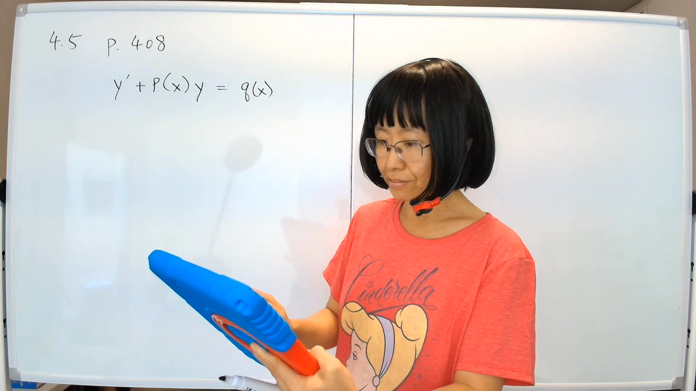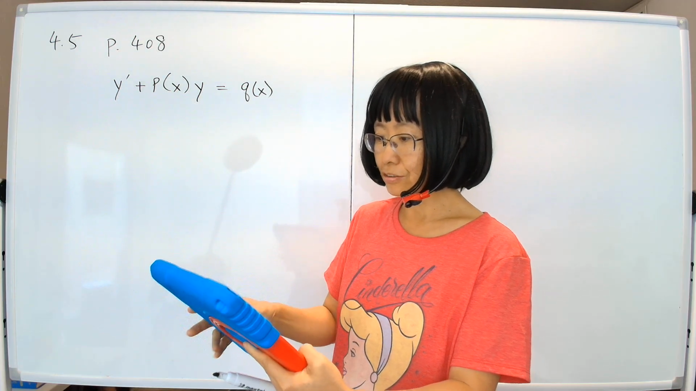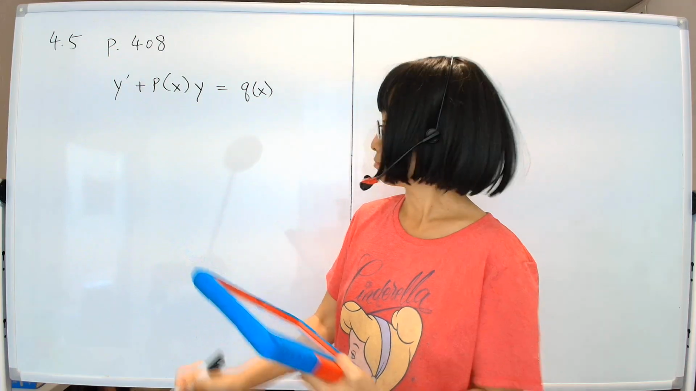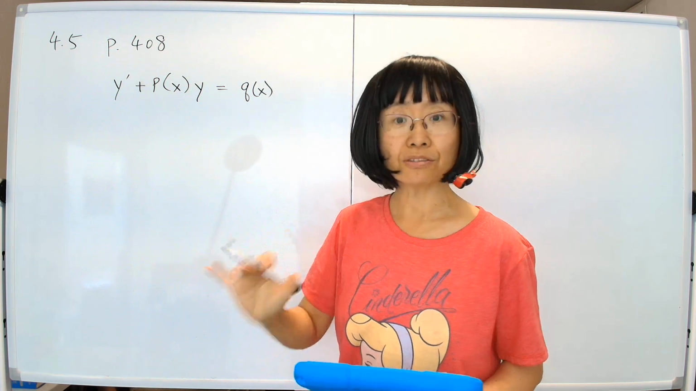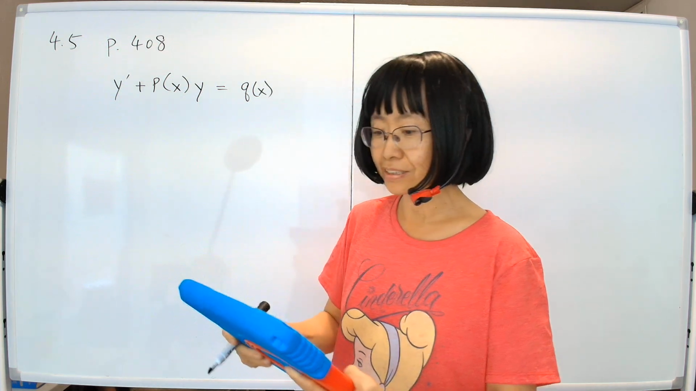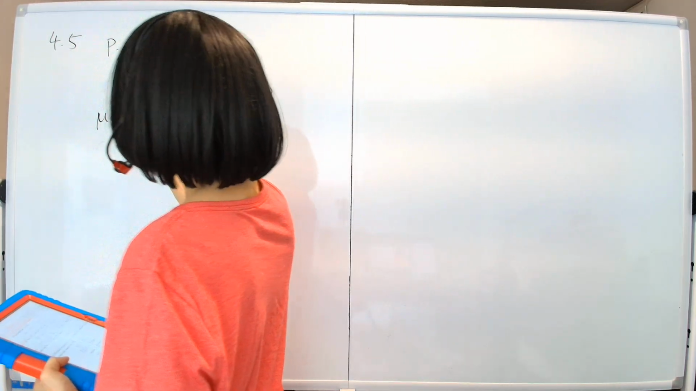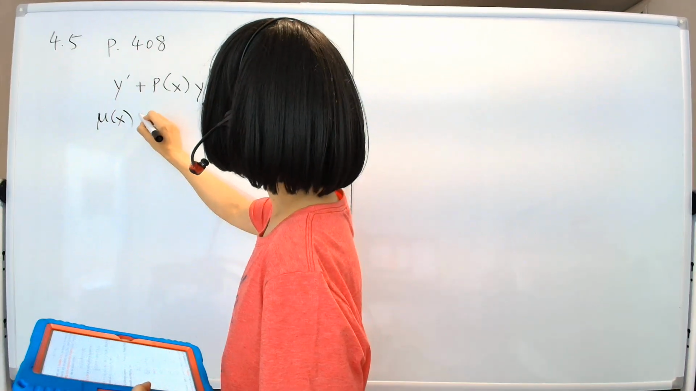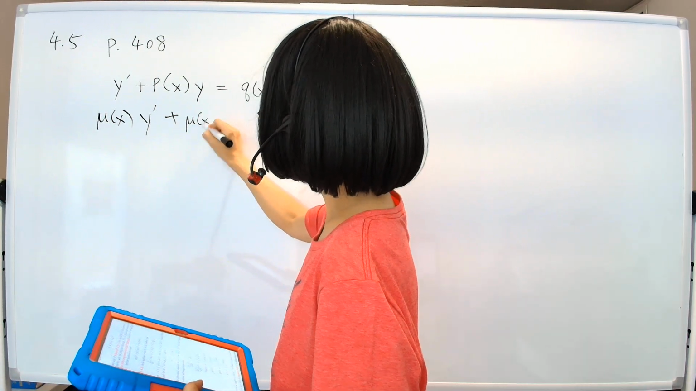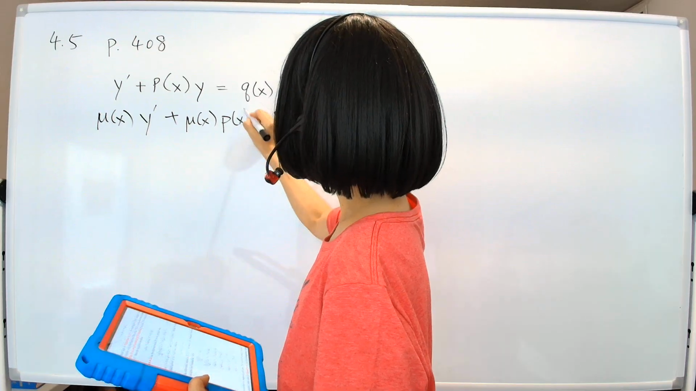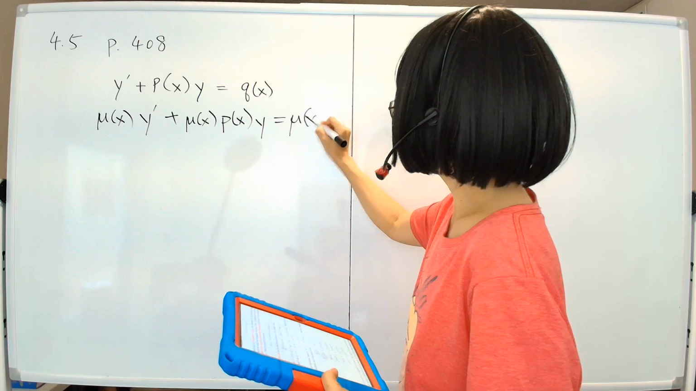Now to solve the equation, we use a very neat trick. And what we're going to do is first, we're going to multiply it by a made-up function that we will use to help us solve the equation. And the made-up function is called mu of x. So we'll multiply mu of x to this whole thing here. Okay, so then we have mu of x times y prime plus mu of x p of x times y equal to mu of x q of x.